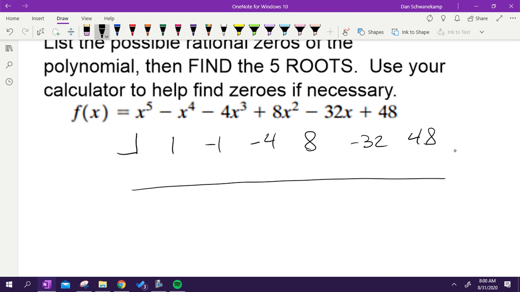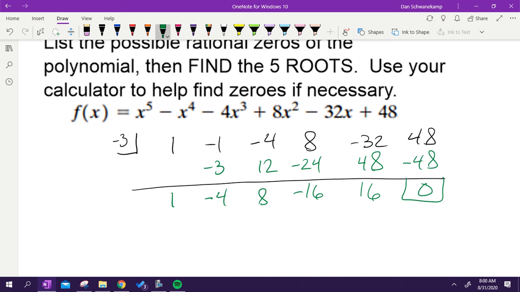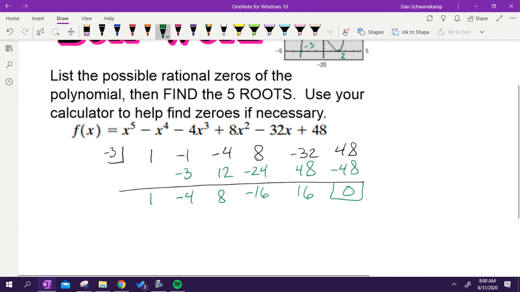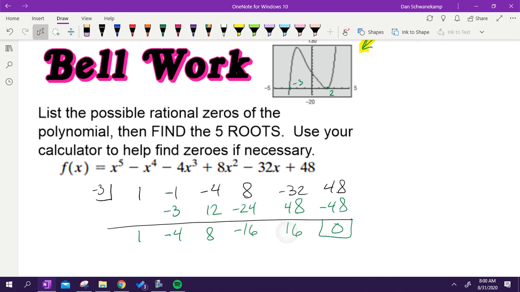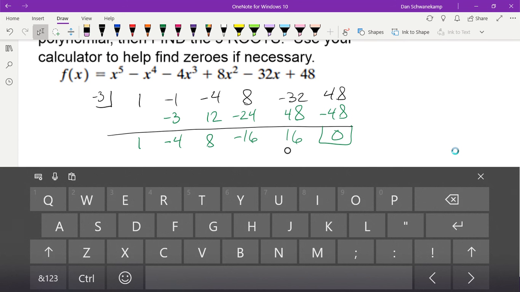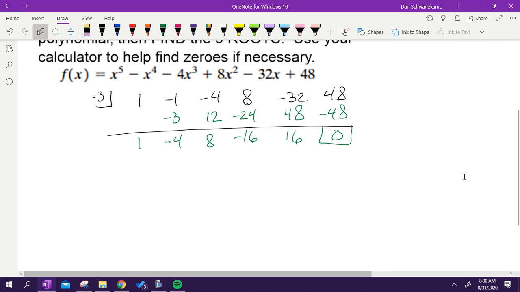Did all of you do -3 first? All right, I'll do -3. That's fine. Drop the 1. Multiply. Add. Multiply. Add. Multiply. Add. 48. 16. Yay, I did math correctly. I got 0. I knew it was going to be 0. I looked at my picture. I saw I was going to cross at -3. Once I've tried -3, that got me one of my answers.